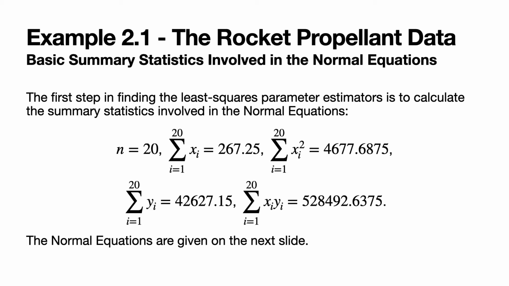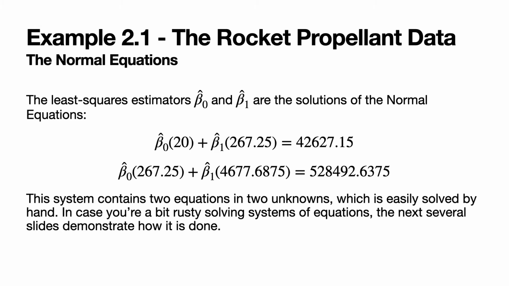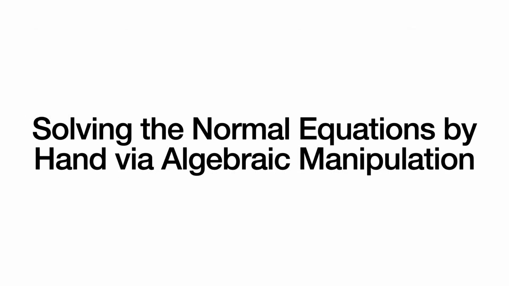These can then be plugged into the appropriate locations in the normal equations, which are given on the next slide. Now this system contains two equations in two unknowns being beta 0 hat and beta 1 hat. And this is easily solved by hand. Now, in case you're a bit rusty solving systems of equations, the next several slides demonstrate how it's done. And so let's look at solving the normal equations by hand via algebraic manipulation.